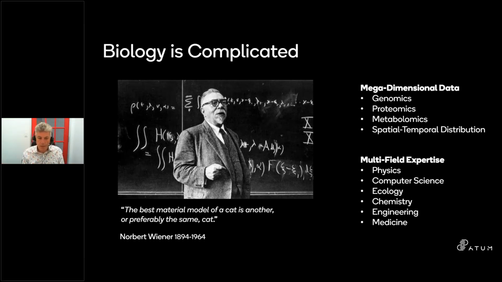So famously, Norbert Wiener at MIT talked about the complexity of modeling, and at the end of the day, a model can only be truly reflecting the same entity that you're trying to map out. So the best material model of a cat is another, or preferably the same cat, right? It's really hard to make models that predict complex biological behavior. But having all this data, on the other hand, you can now infer a lot of correlation, causal or not, that affects exactly how you're distributing your data.